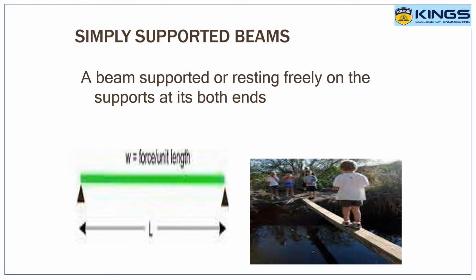The next one is the simply supported beam. A beam supported or resting freely on the supports at both its ends. So consider this as a beam of length L. The two ends are supported, which means the beam is resting on its free ends. Both ends are resting. This is a live practical example, as we can see in a village, a wooden bridge for crossing the river.